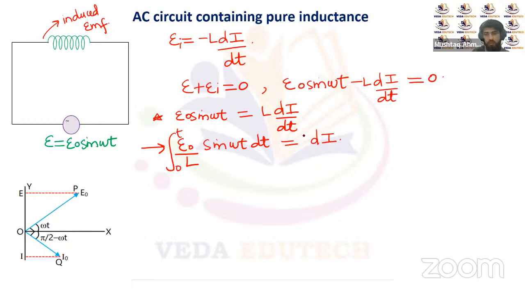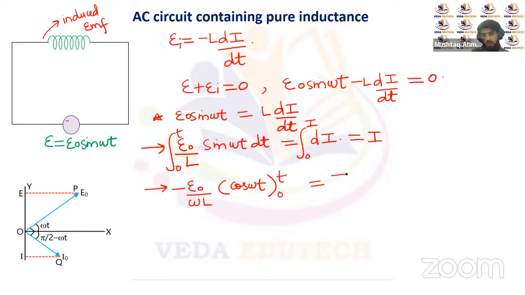Let's integrate it from both sides from 0 to t. So it will be 0 to I. The integral of di will be I, so this will be the current across this inductor. Integrating on both sides, we will get E naught upon omega L, and cos of omega t with a negative sign, with the limits 0 to t. So it will be equal to I.